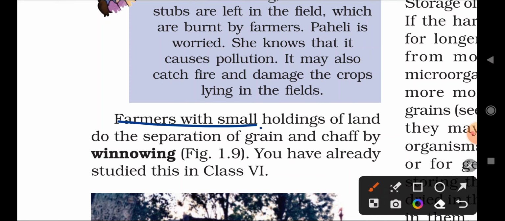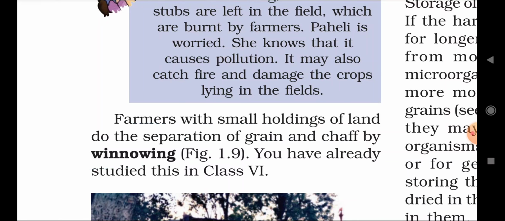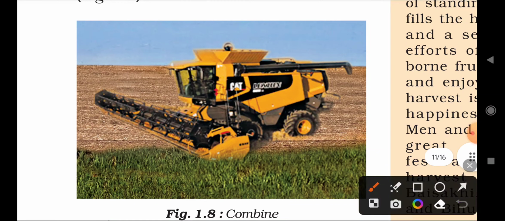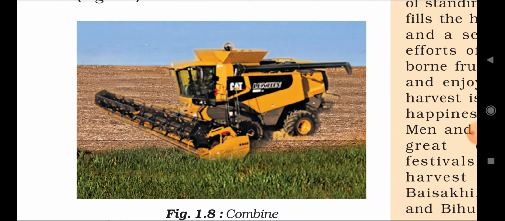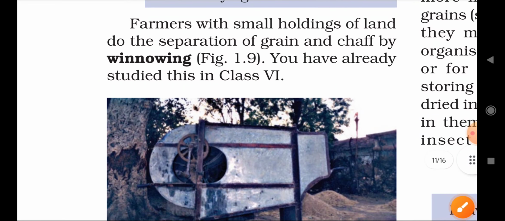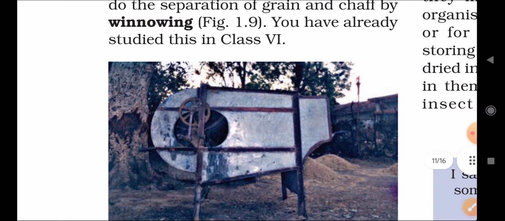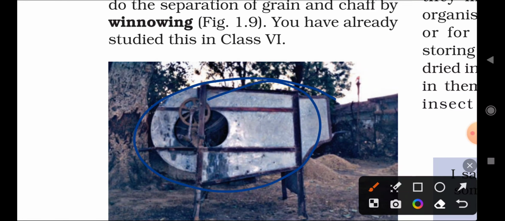Farmers with small holdings of land do the separation of grain and chaff by winnowing. These machines are used by the larger farmers, who have more acres or hectares of land. They will use this kind of machine for separating seeds from chaff or harvesting of crops. But farmers with very few hectares of land will use the winnowing method. This is called the winnowing method, right?